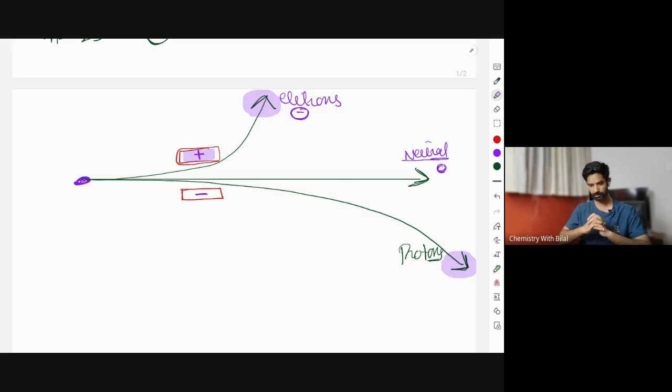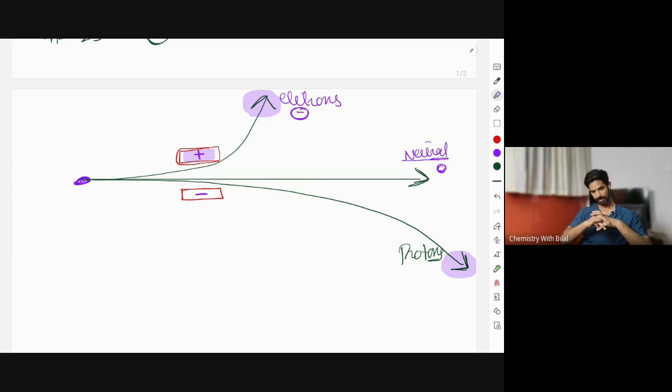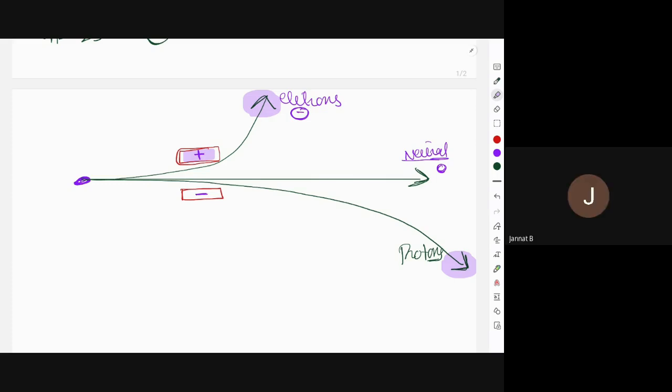What does this tell us about? Is it something about their mass or about their charge, or what does this angle of deflection tell us about these two subatomic particles, Jannat? It shows their size, maybe. Like, how would you compare the size? I mean, are protons heavier or are electrons heavier? Electrons are less heavy because they get deflected more.